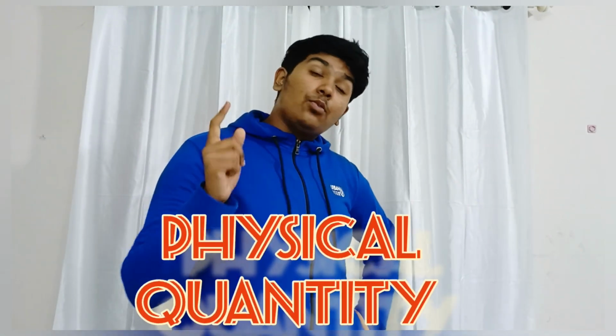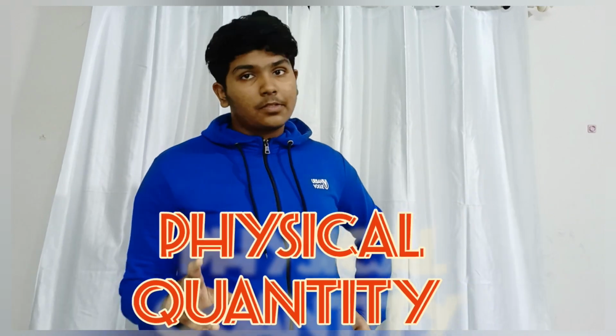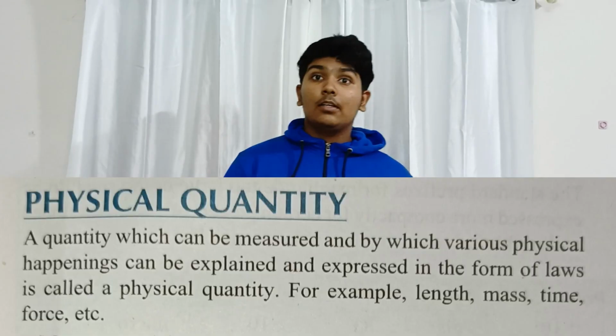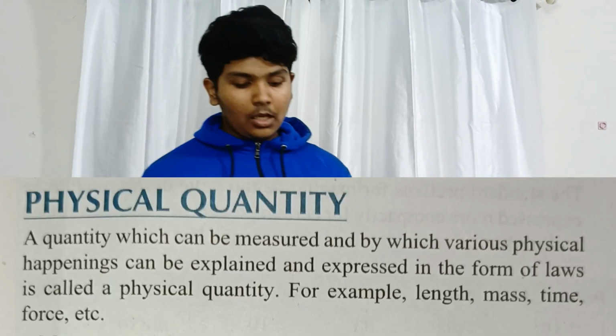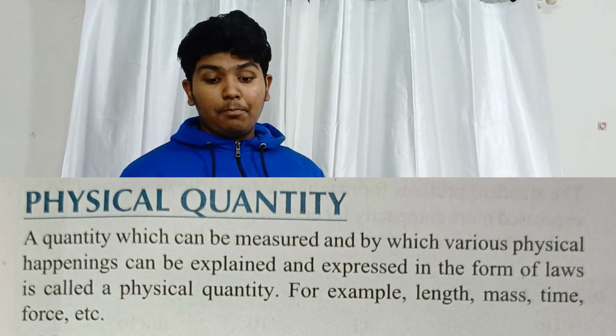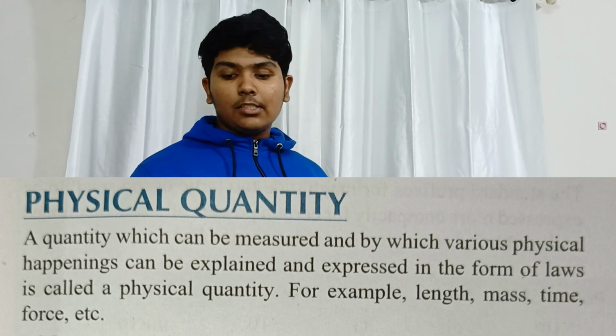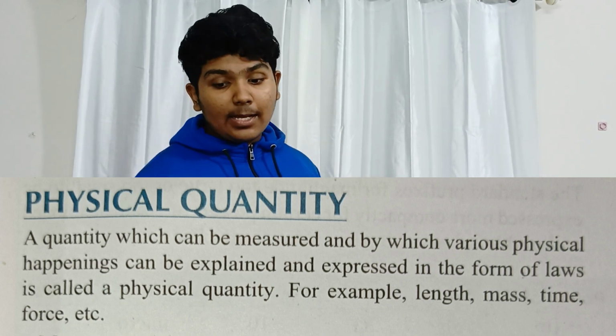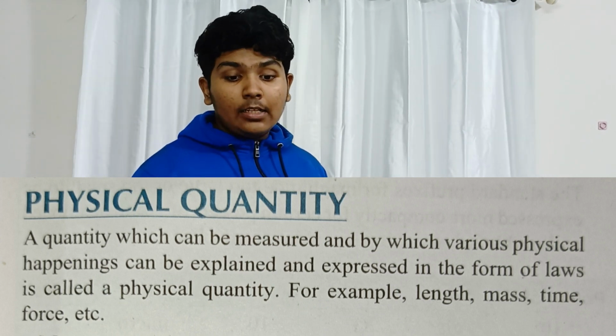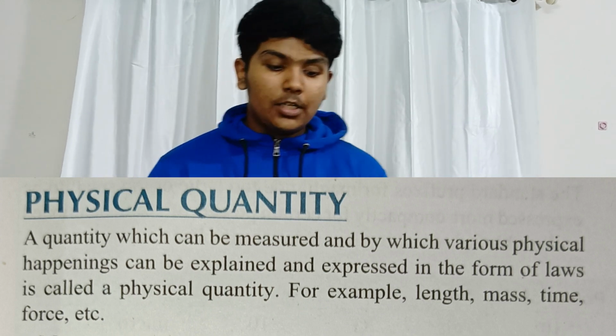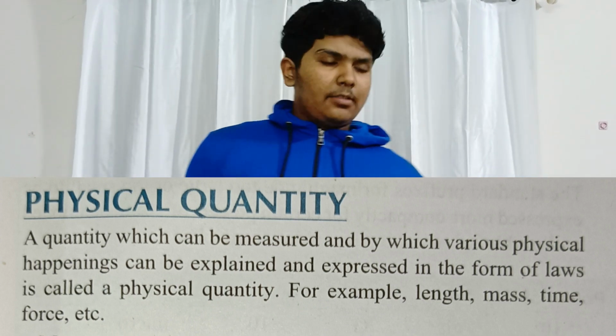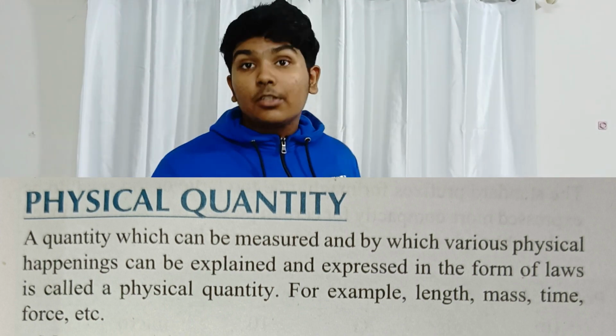So there is something called a physical quantity. That quantity contains units. What is a physical quantity? Here is the meaning given below. A quantity which can be measured and by which various physical happenings can be explained and exposed in the form of laws is called a physical quantity. Read the statement again, and if you want to write it in your notes, pause the video and write. I'll pause it for a minute.